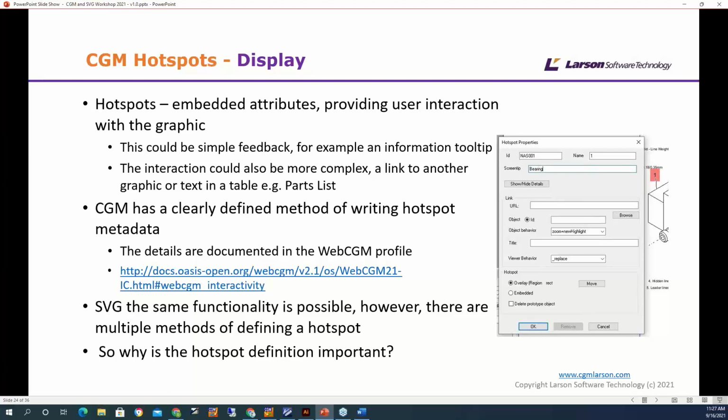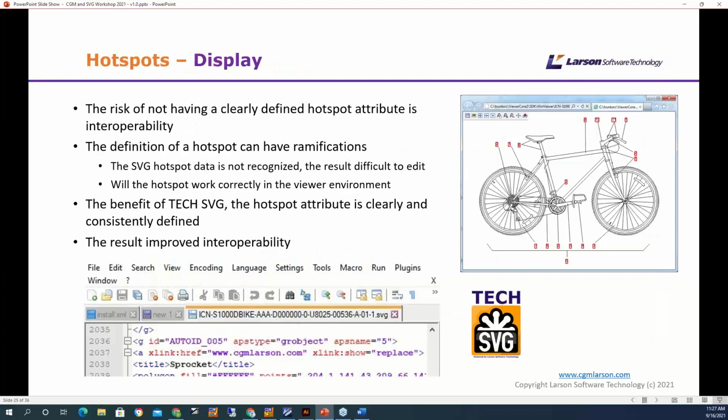And as I said, SVG doesn't really have any guidance behind it other now than TexSVG. We have a standard way of writing a hotspot out, and you'll see that in a second. So the risk of not having a clearly defined hotspot within SVG is interoperability. So you could have a viewer that just doesn't recognize how that hotspot is actually written. So you need a standard way of writing that information out.